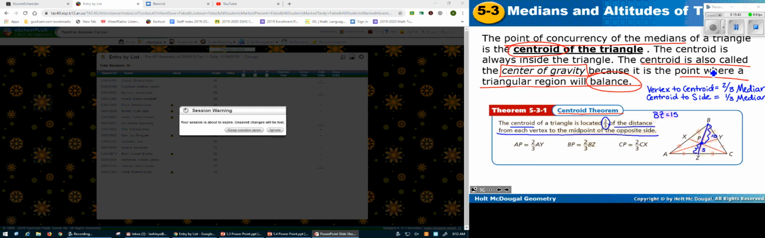And so the way they wrote it here was that AP was 2/3 of the whole thing, BP was 2/3 of the whole thing, CP was 2/3 of the whole thing. You could have also written it with the 1/3 parts. So I'm going to go back and write that below here if you want to add it to your notes. So if I'm dealing with this AY piece, then PY would equal 1/3 of AY because it's the 1/3 part.